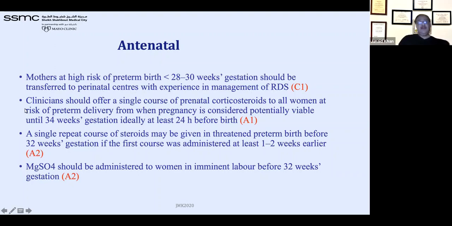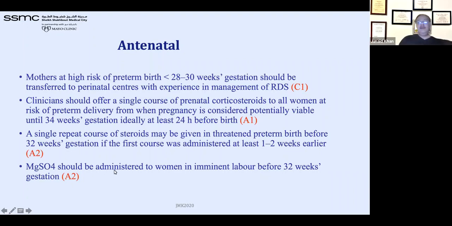The clinicians should offer a single course of corticosteroid to all women at risk of preterm delivery, when the pregnancy is considered potentially viable, until 34 weeks. By the way, there is very strong evidence that we are giving steroid up to 38 weeks of gestation. A single repeat course of steroid may be given if it is at least 1 to 2 weeks after the first.